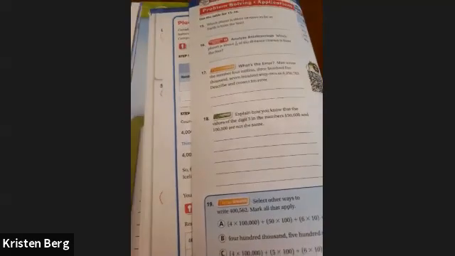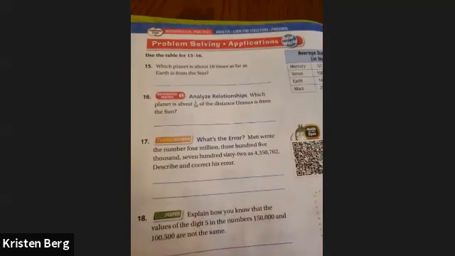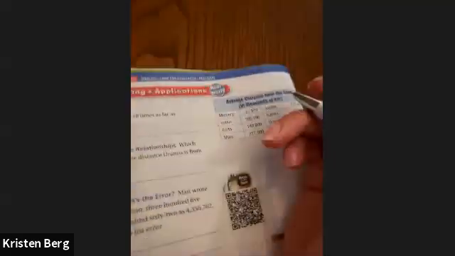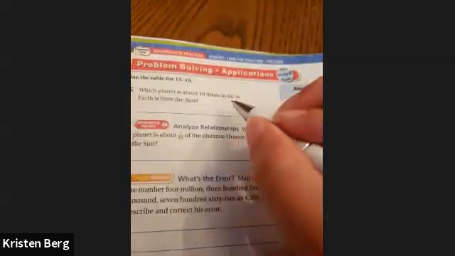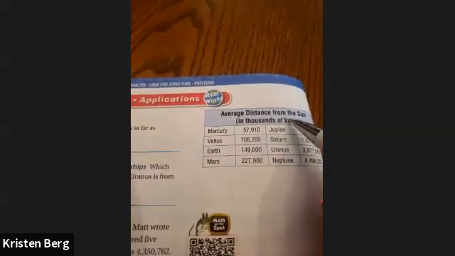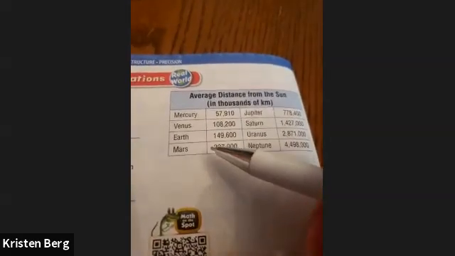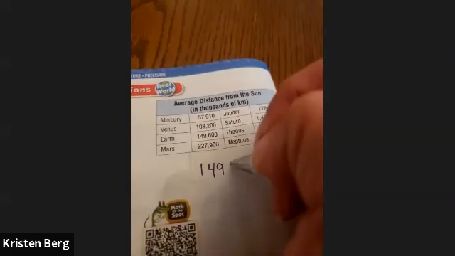All right, moving on to the next thing. It says, which planet is about 10 times as far as Earth is from the sun? So the planet is about 10 times as far as Earth is from the sun. Well, over here it says the average distance from the sun. So we've got to find Earth. Earth is this, and it says 10 times farther. So we're going to just write that number out that it gave us.